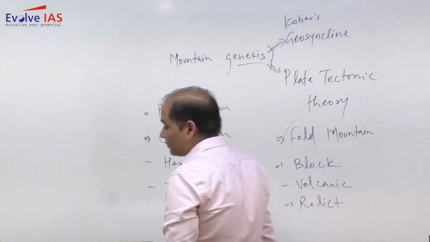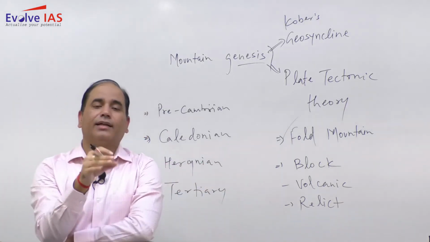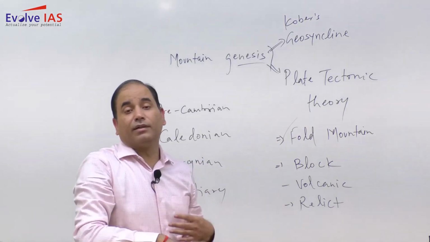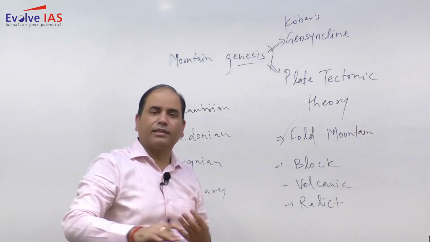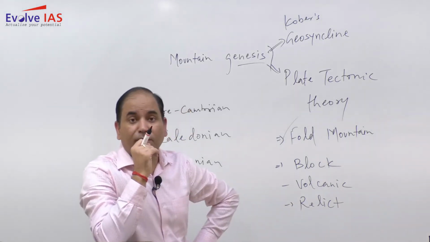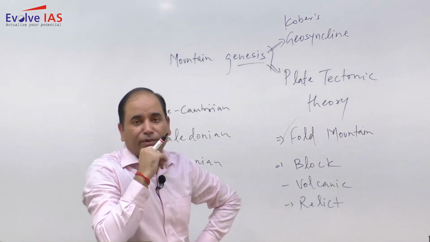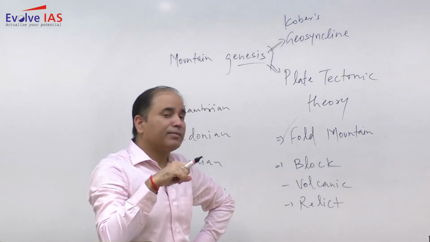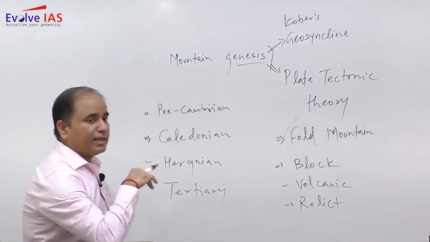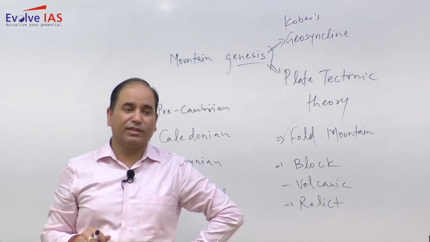For very famous fold mountains, the Alps are there, the Rockies, the Andes, the Atlas, the Himalaya. In block mountains, one of the best examples is the Satpuras, the Mahadev hills, and the very famous Black Forest mountain. In the case of volcanic mountains, you have the very famous Fuji. In relict mountains, you have the Aravallis and the Appalachians. So these are some of the examples that you need to write, and you need to give the genesis also.